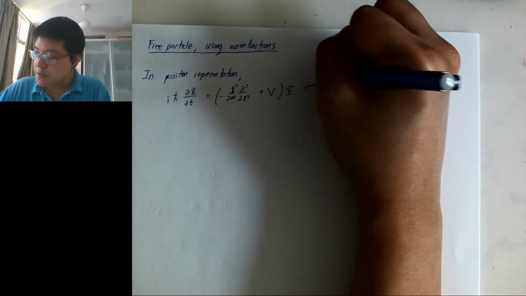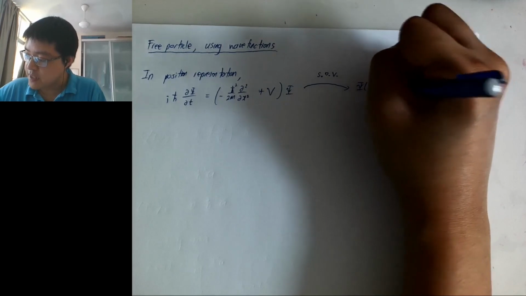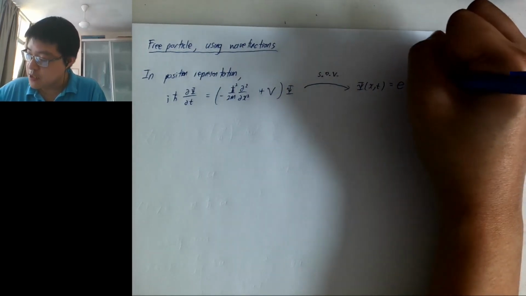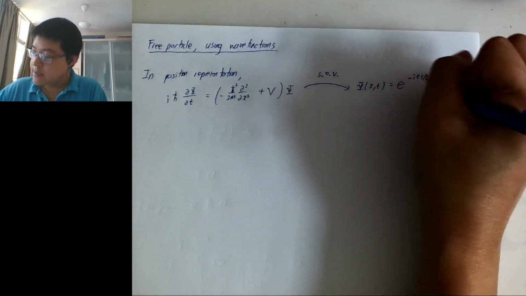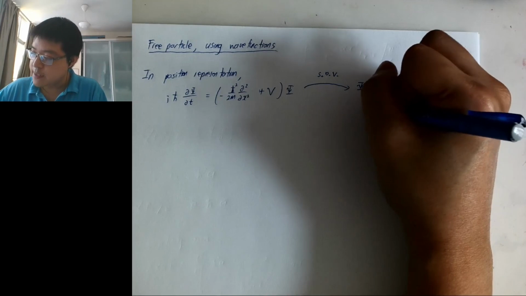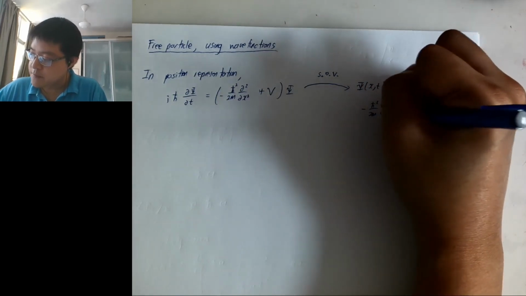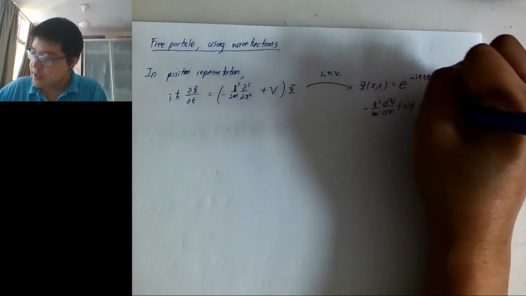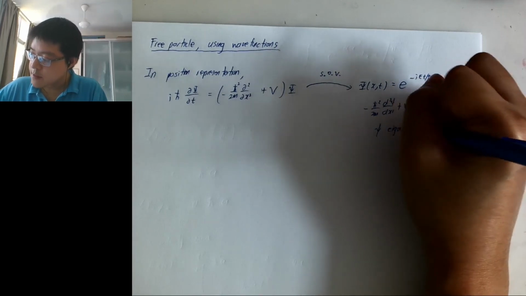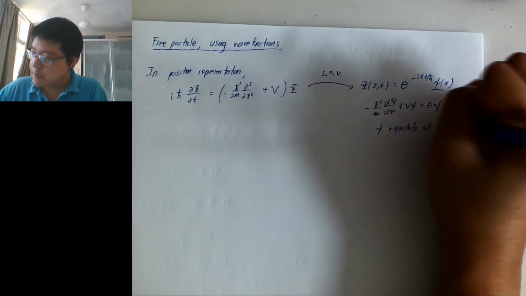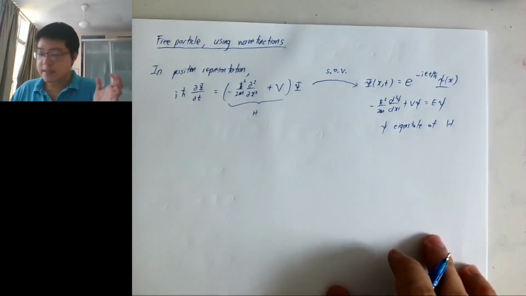We did separation of variables, and we found that my wave function psi(x,t) can be separated into the exponential of -iEt over h bar times psi(x). And this wave function obeys this equation: minus h bar squared over 2m, second derivative, plus V psi equals E psi. In particular, this psi is the eigenstate of the Hamiltonian. So this is the Hamiltonian operator. Just a bit of revision, nothing special over here.